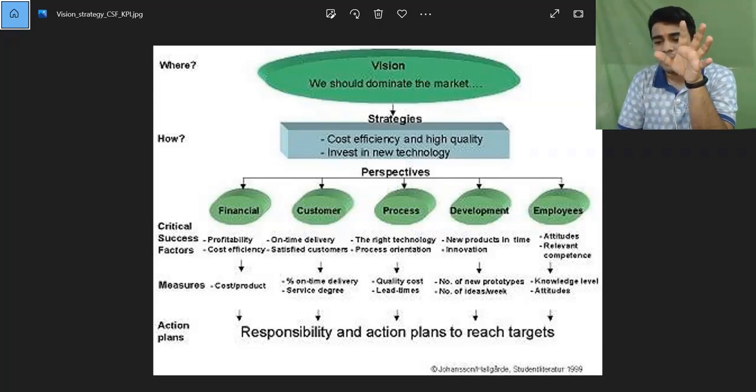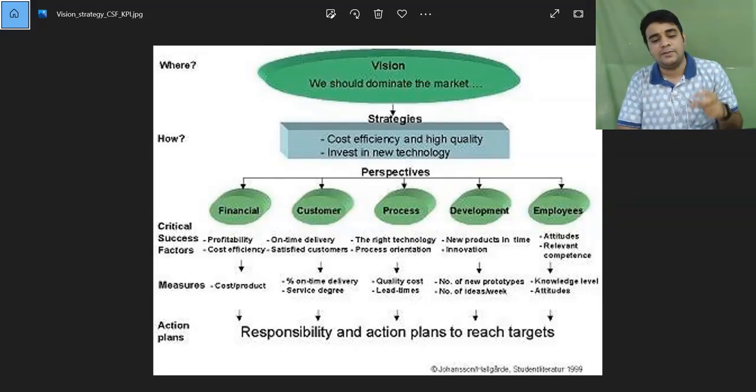There are different perspectives. These perspectives is something you will learn later. This is not exactly for this chapter, but I just wanted to show you something. This perspective will come in an area called balance scorecard. There are different perspectives an organization will focus. For every perspective, there will be a critical success factor and there will be a KPI. KPI is something which is measurable.